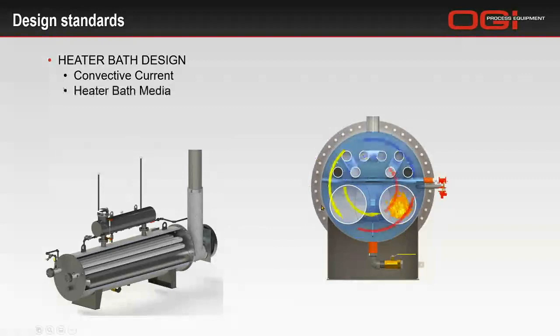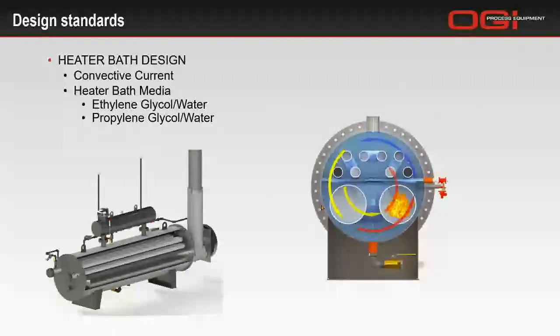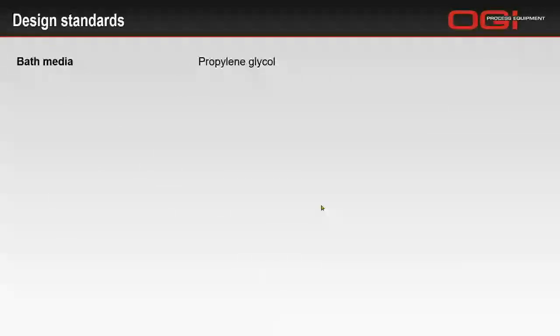Your bath media will typically be ethylene to water, 50-50. You could also have a 40-60 dilution ratio, 40 being ethylene and 60 being water. And the same thing for propylene with 50-50 or 40-60. We talked about the glycol media having an impact on your design. So let's first compare and contrast the two media, and we'll just do a side-by-side comparison.